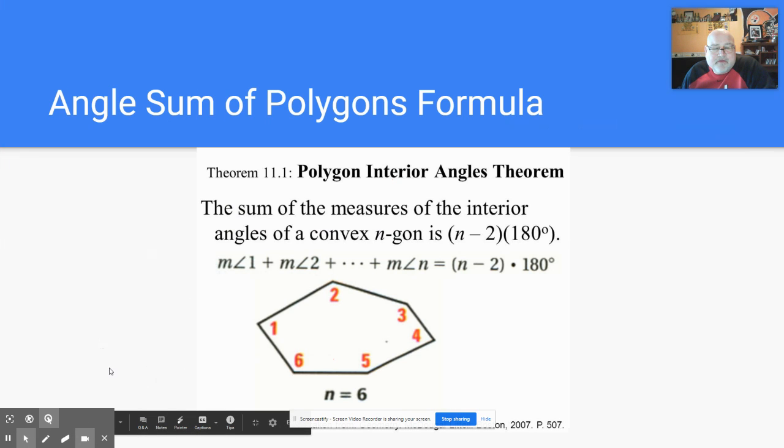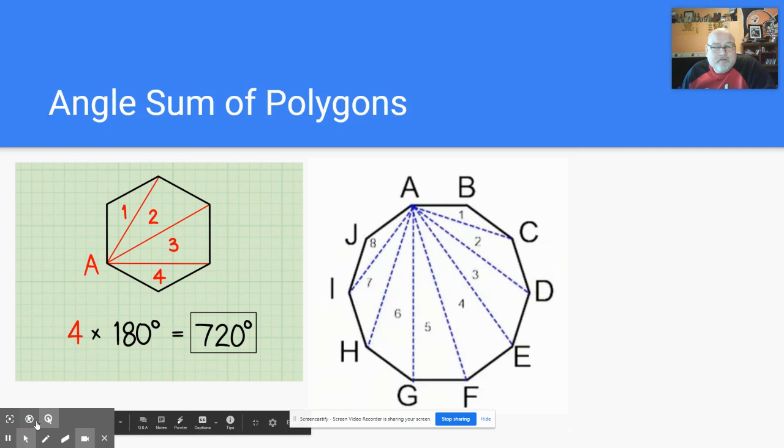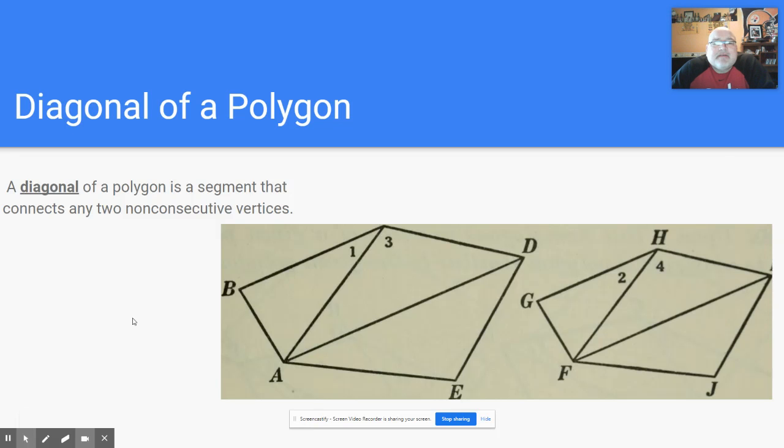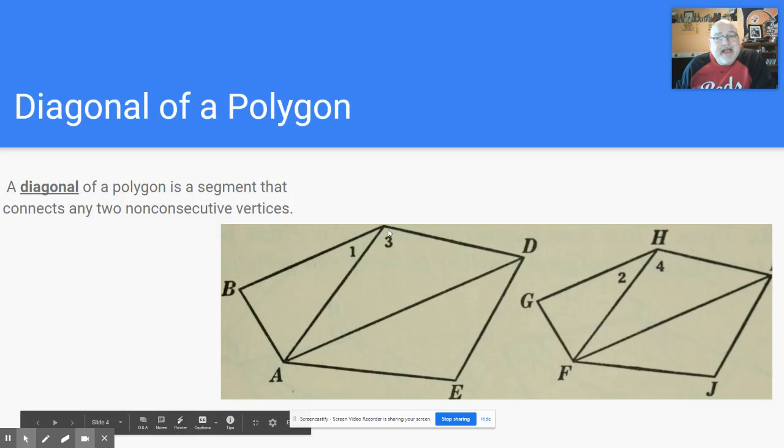A diagonal of a polygon is a segment that connects any two non-consecutive vertices. Okay. Now, triangles don't have diagonals because all their vertices are consecutive, but anything after a triangle, quadrilaterals, pentagons, etc., you can draw diagonals. So notice in this pentagon, we have a diagonal. Connects A, and this would be C up here. Also A connecting to D.